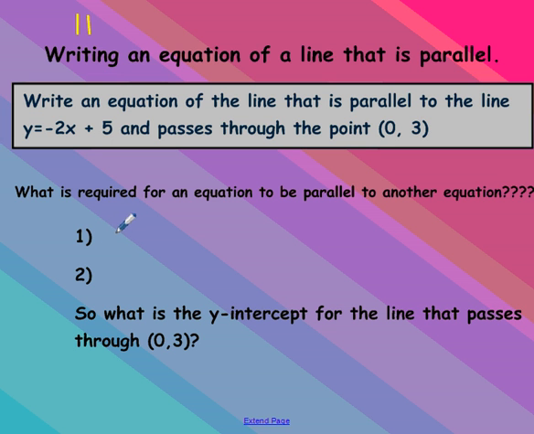Okay, the first thing I need to know is the slope has to be the same. So I need to have a -2. The slope is the same because I need it to change at the exact same rate. So it has to be the same. Slope is the same.